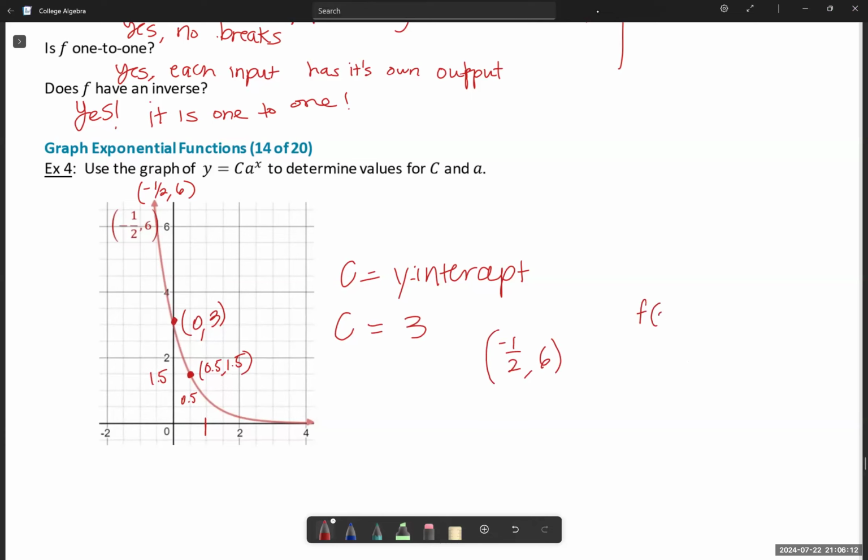Well, if we use our formula, we know that our initial value is 3. We don't know our A, but we have an X and we have an F of X. So our X is negative 1/2, and then our output was 6. So let's solve for A. Divide by 3 on both sides, and we'll have A to the negative 1/2 power is equal to 2.